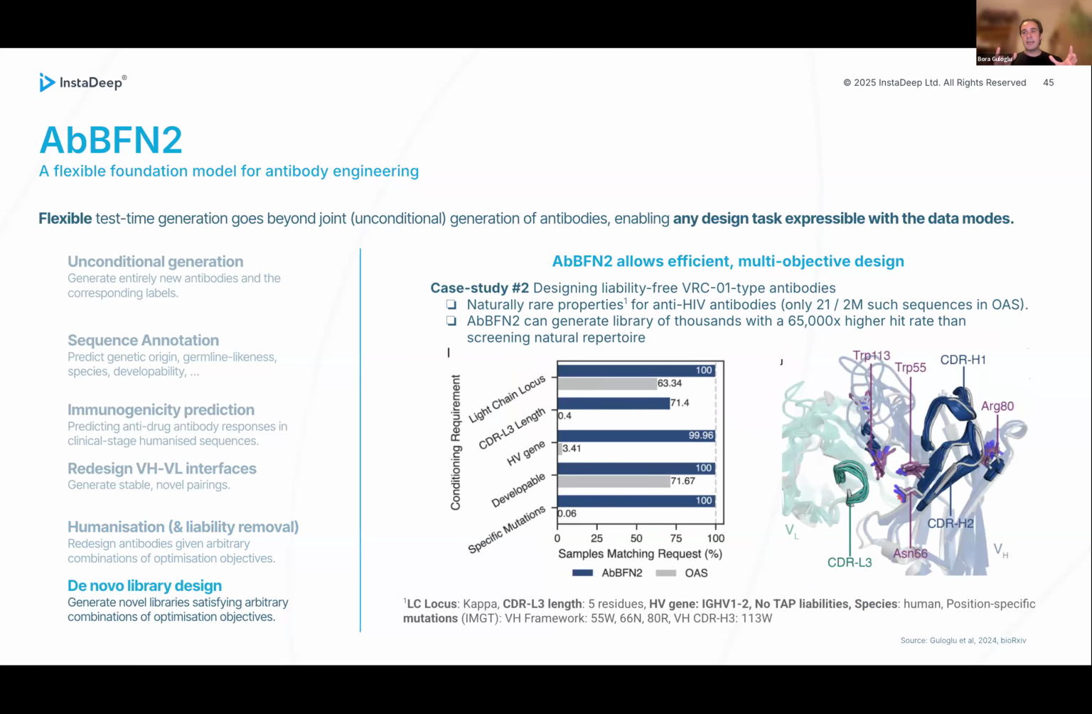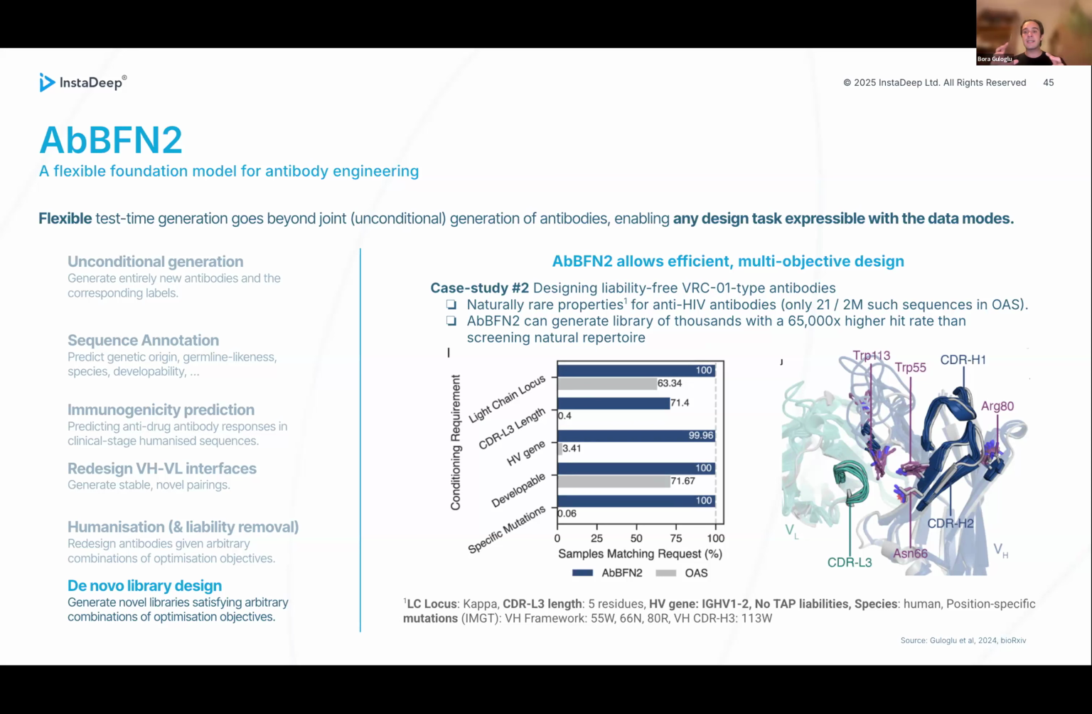So that was redesign, but we can also look at de novo generation. Say, for example, you had a set of conditions that you wanted to satisfy, but you don't have a precursor sequence yet. Maybe you want to generate an initial library that you then want to fish from with some antigen.